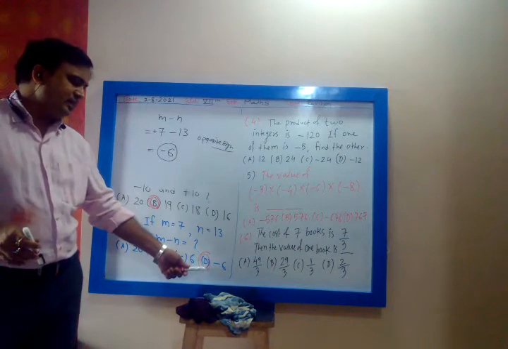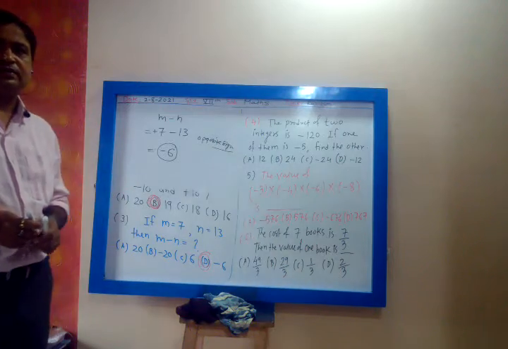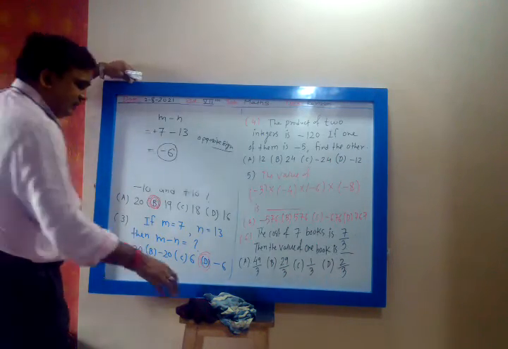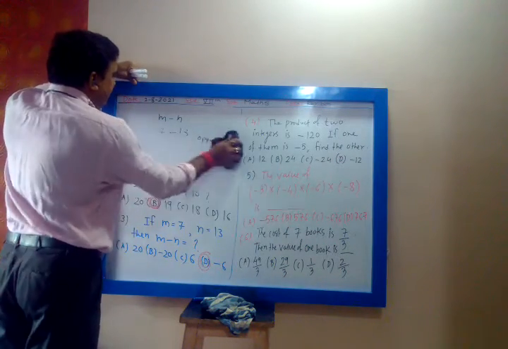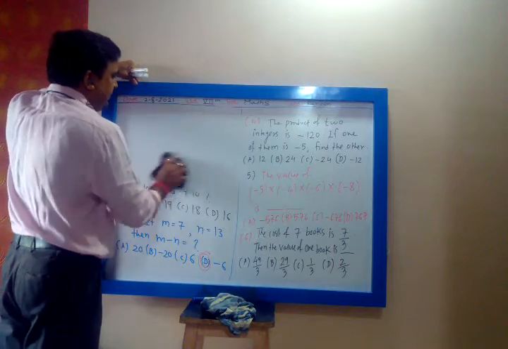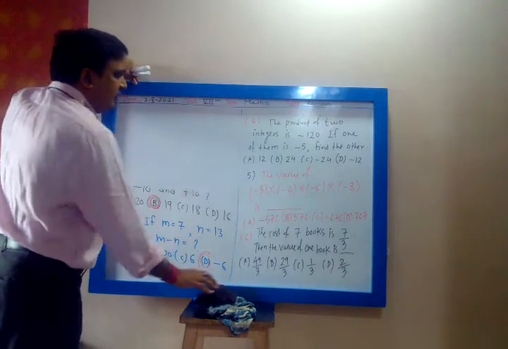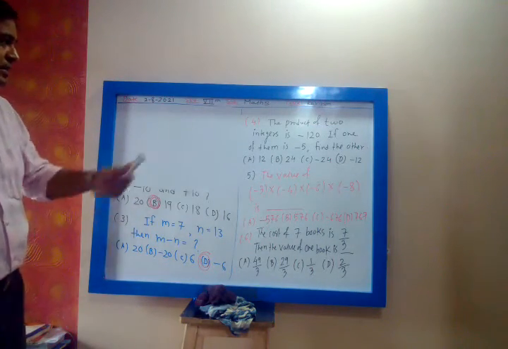So D was the correct answer. Option D, minus 6, is the correct answer. Okay, all of you start sending me the answer of the next question.